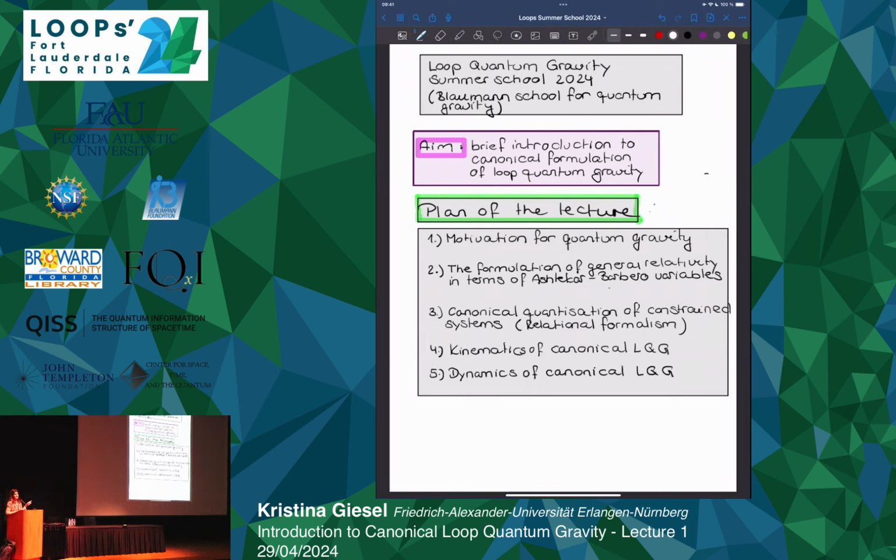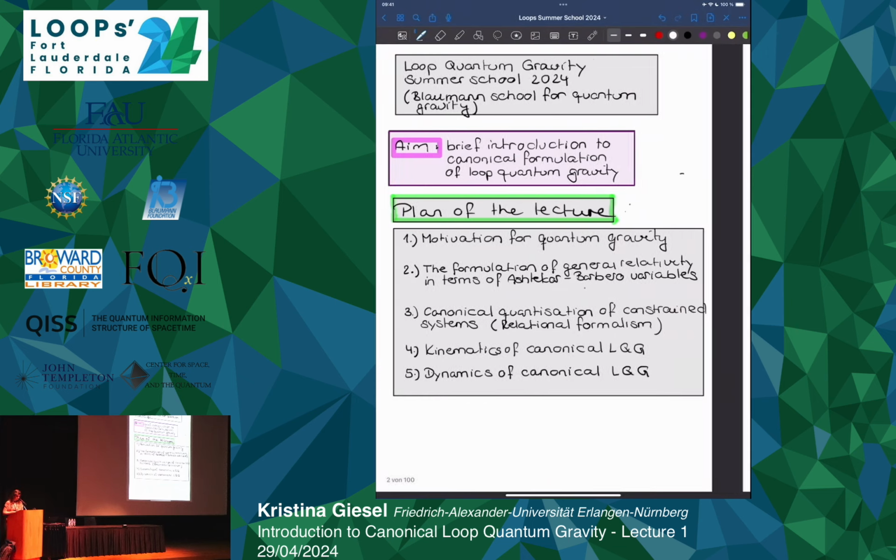Then the final 2 lectures will discuss the kinematics. How do we get the corresponding Hilbert space? How do we get the elementary operators? And finally, as physicists, we are usually not interested only in kinematics, but we would also like to evolve and predict things. Therefore, the final lecture tomorrow should cover the dynamics in canonical loop quantum gravity.